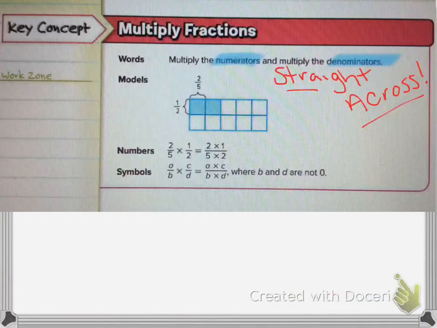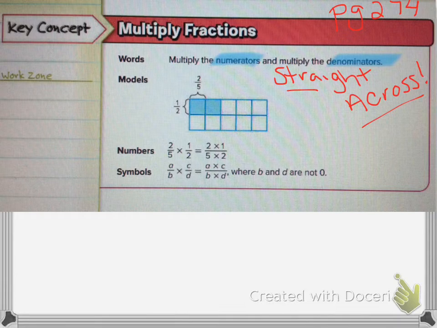Turning the page all the way to page 274. Page 274. Okay? This begins lesson 3. Multiplying fractions times fractions. Here we're going to learn a lot more about simplifying in your problem.